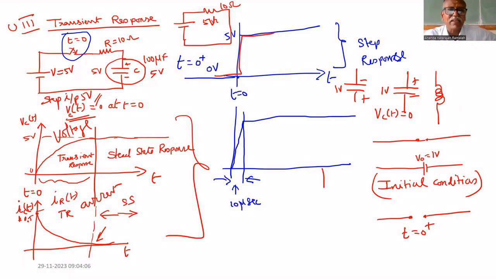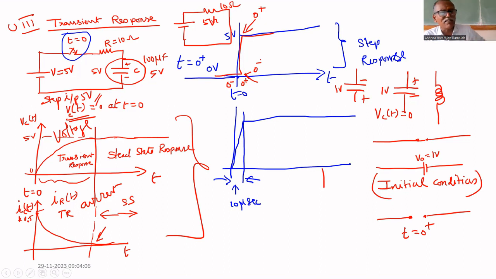Mathematically, the 0 can be defined two ways: 0 minus and 0 plus. Both are 0 only. Just after is called 0 plus, and just before is called 0 minus. When t equals 0 minus, it means the bottom of the step, and 0 plus means the top. Physically, it won't exist. Mathematically it is possible, but physically it is not possible at all.